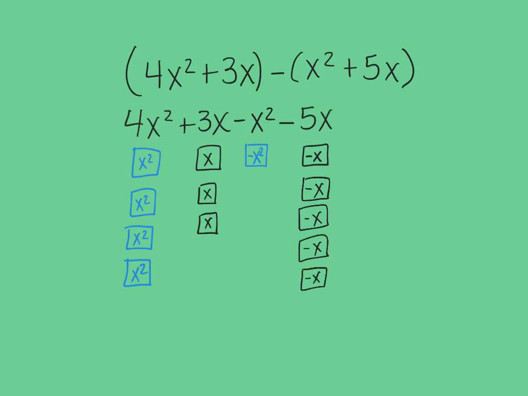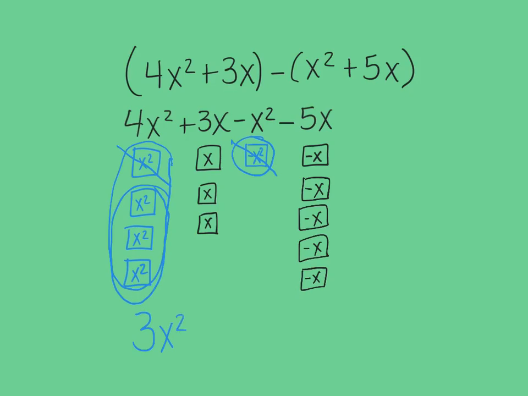Now we're going to combine what is in common. So first let's take a look at the x squareds. We can combine those together. We have 4 positive x squareds and 1 negative x squared. Positive and negative cancel, so I can cancel one of my tiles from each group, and I'm left with 3 positive x squareds. So this is 3x squared, since I have 3 positive x squareds.